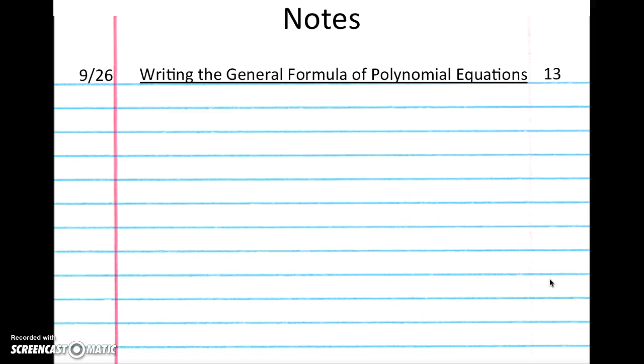All right, now we're going to go into your notes. The first thing you need to do is have your composition book ready. At the top right-hand corner, you're going to write the page number, whatever page you're on now. In the left-hand corner, you're going to write your date, and the title is Writing the General Formula of Polynomial Equations. Pause the video as necessary when we go through the notes, because you have to have these notes filled in.